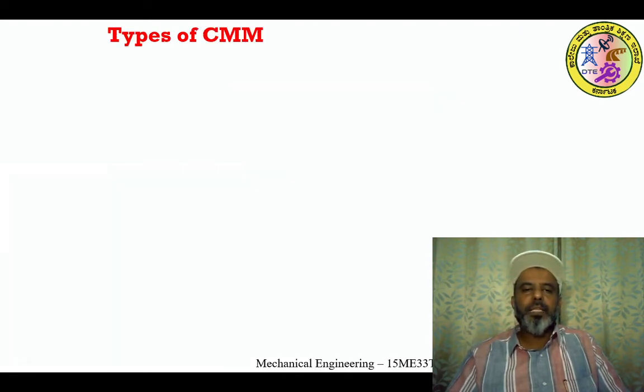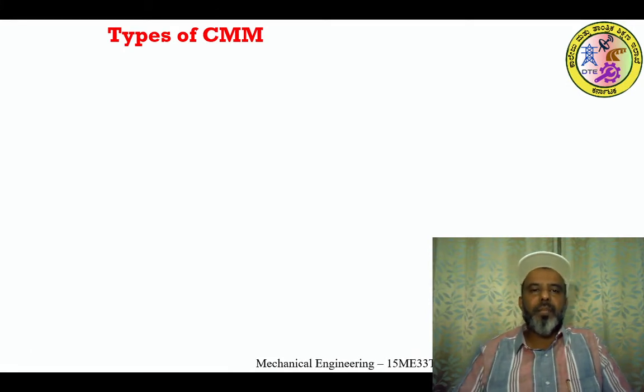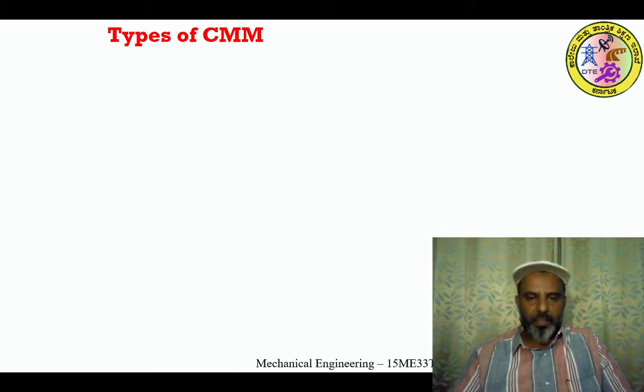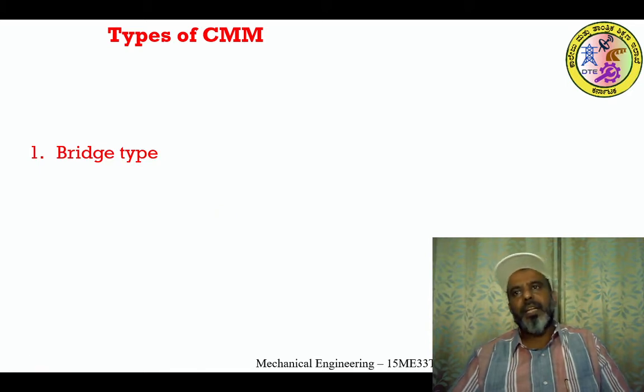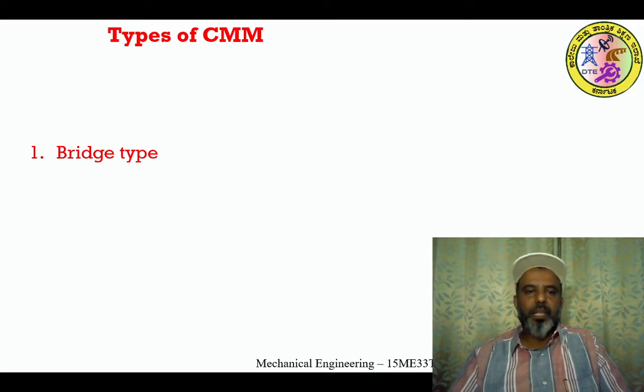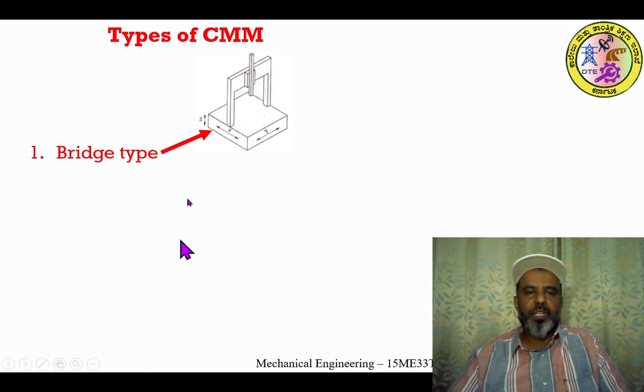Now let us discuss the different types of CMM. Generally there are 5 types of CMMs. The first type of CMM is the bridge type. First let us see the schematic diagrams of various types of CMM. The schematic diagram of the bridge type is shown here. If you see here, this is the table, this is the bridge. This is a schematic diagram of the bridge type CMM.